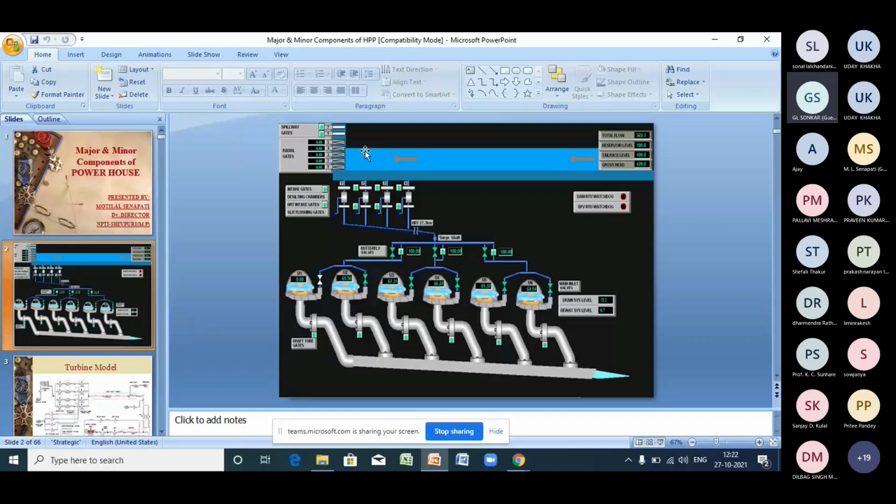They have 6 units there. 2 units are controlled by one butterfly valve. Then each and every unit has its own MIV, that is, main inlet valve. Like this, their layout goes on.